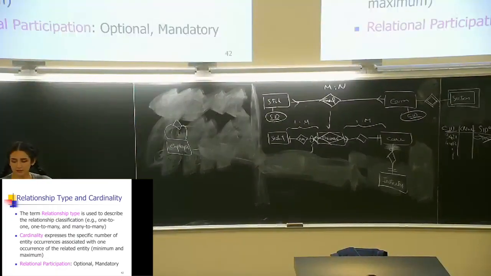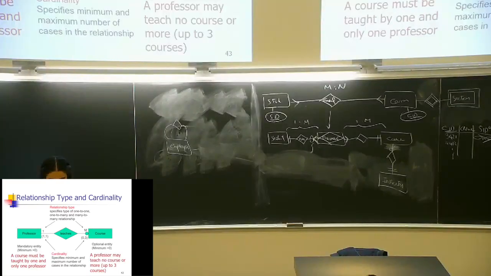Now, the term relationship type is for when you describe, for example, one-to-one, one-to-many, many-to-many. Cardinality expresses the specific number of entities associated with one occurrence of the other entity. That is the minimum and maximum. And relational participation, when I'm asking about participation, I mean identifying whether a relationship is optional or mandatory, okay?